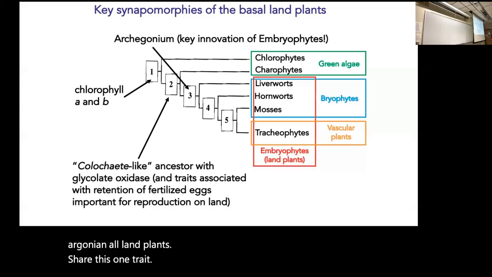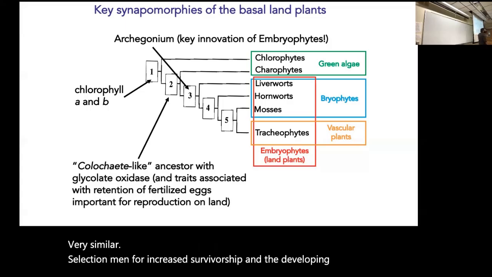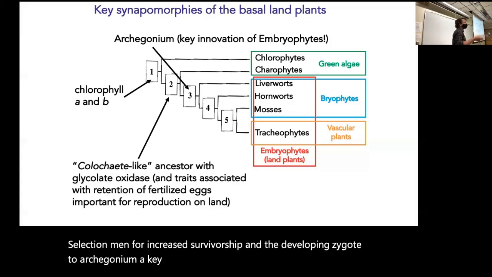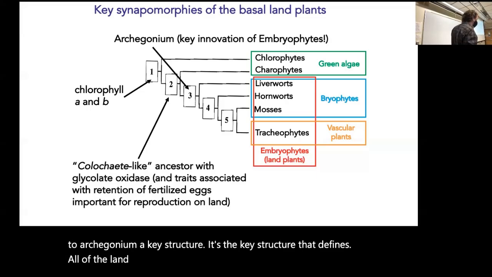An archegonium is a multicellular structure that retains the developing zygote within mom. Okay. Just like a mammal. Right? Mammals retain the developing zygote inside mom. Very similar. Selection then for increased survivorship of the developing zygote. The archegonium, a key structure. It's the key structure that defines all of the land plants. Okay? Archegonium.